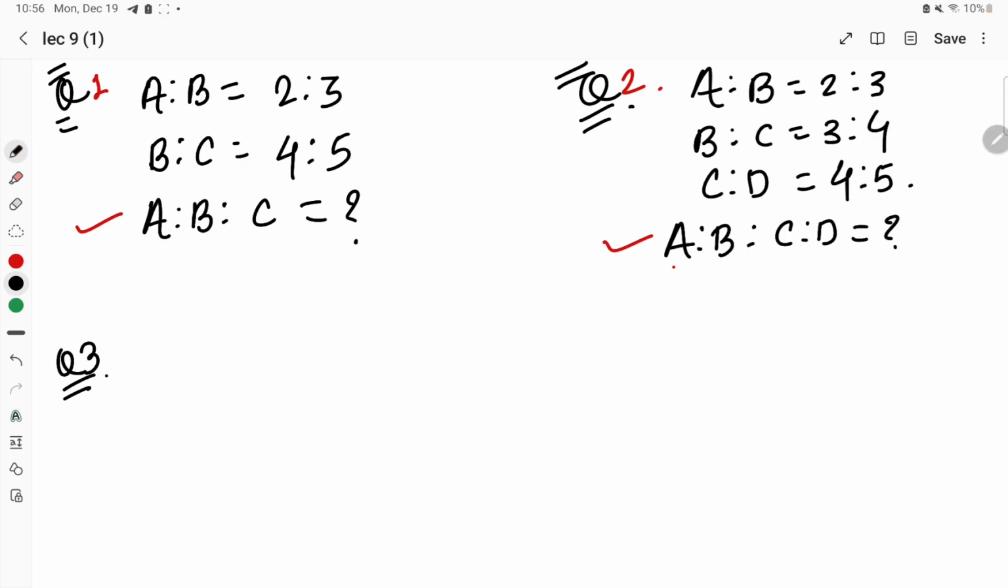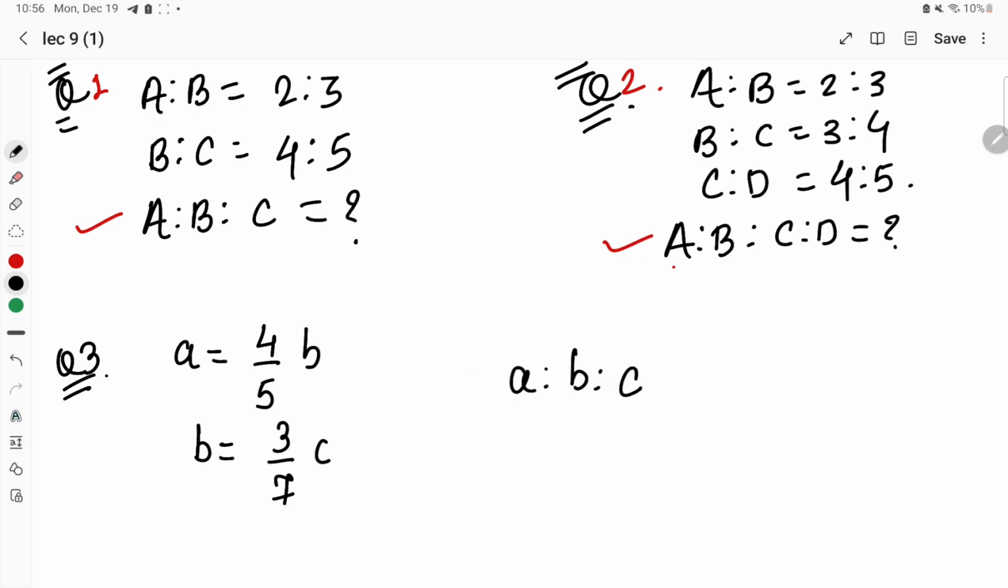Question number 3. For example, the value of A I am giving you is equal to 4 by 5b. Value of B is equal to 3 by 7c. We have to find the value of A is to B is to C. Okay, simply you can find it out. Just simplify these two terms, A by B and B by C. Find the values of A by B first, then B by C, then insert the values in this particular ratio. A is to B is to C's value you have to find out. Okay, this was the third question.